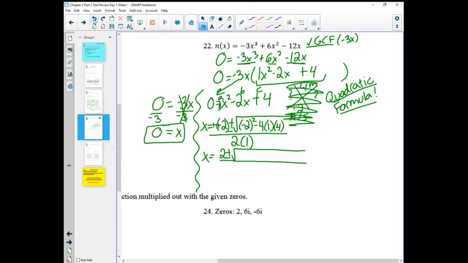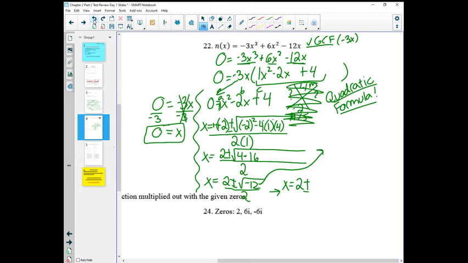Now let's simplify the square root. Negative 2 squared is positive 4. 4 times 1 times 4 is 16, and I have a minus sign still in the middle, over 2 in the denominator. Let's keep simplifying the inside. 4 minus 16 is negative 12 over 2. Now we're going to keep simplifying. x equals 2 plus or minus the square root of negative 12.